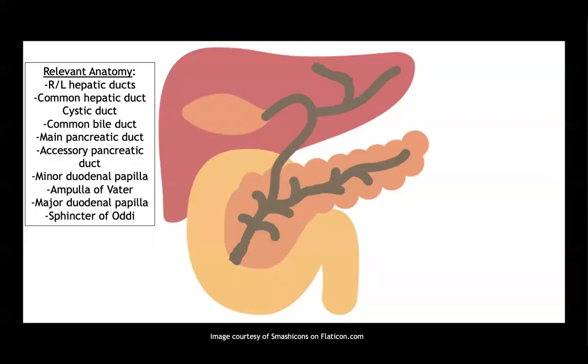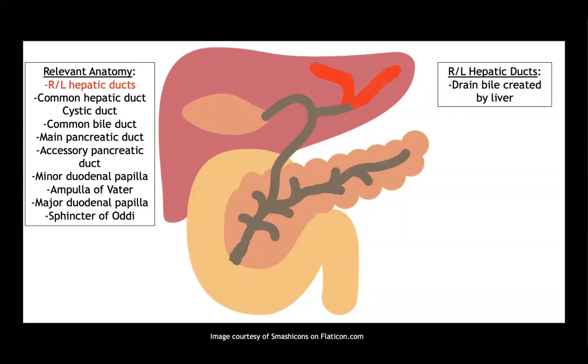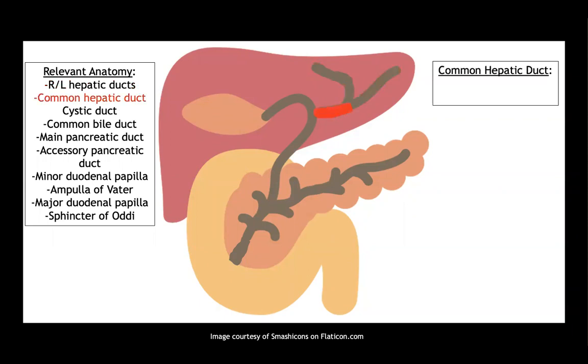We'll start again with anatomy. We saw this anatomical relationship when we talked about the pancreas, so I'm just going to go over it one more time. So here on the top right, you can see we have our right and left hepatic ducts. What those do is they drain bile that gets created by the liver. Both of those ducts drain into the common hepatic duct.